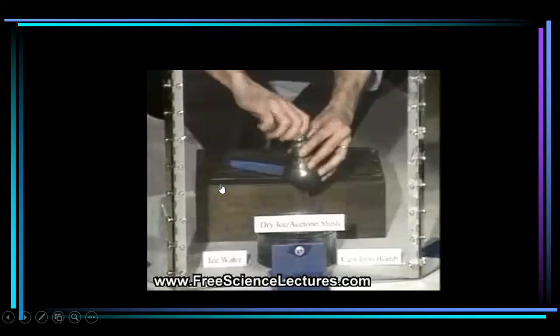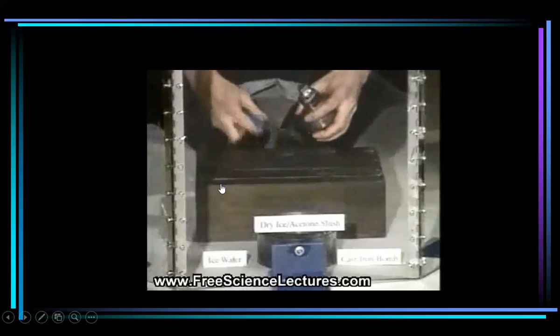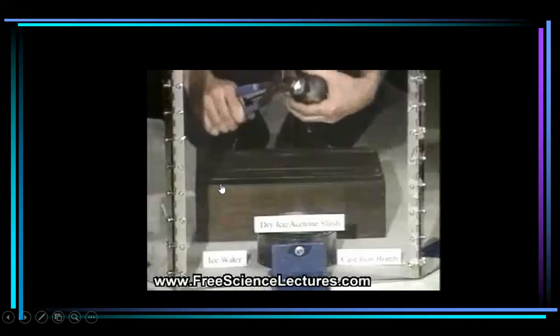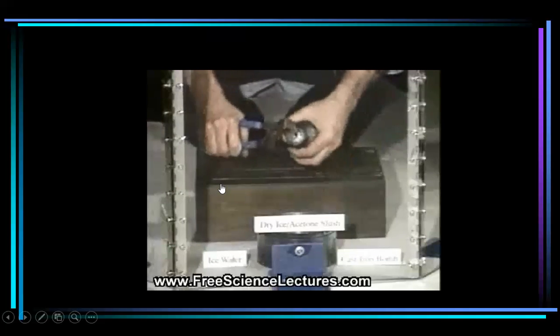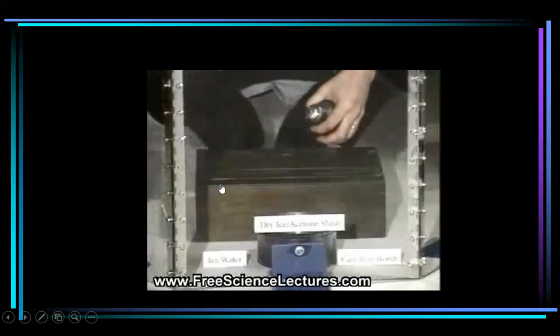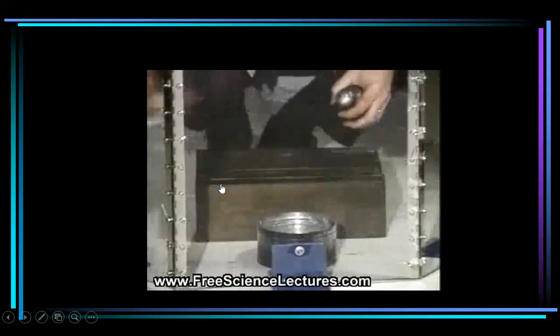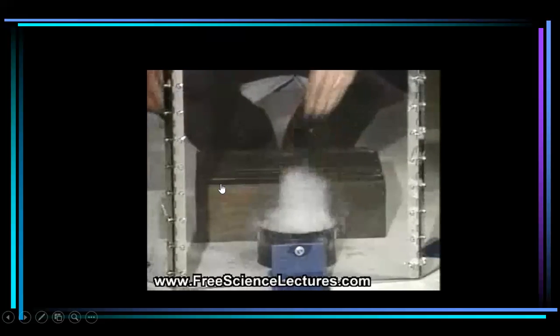They're now going to place this nice, safe water bomb into a dry ice acetone slush, which is at negative 77 degrees Celsius, at negative 78 degrees, and will cause the water inside the bomb to freeze.